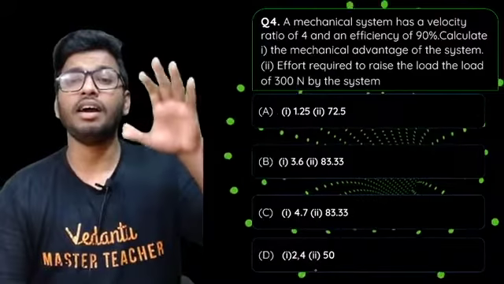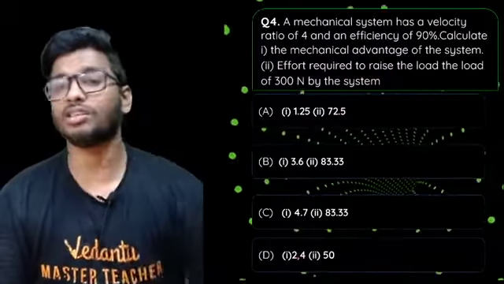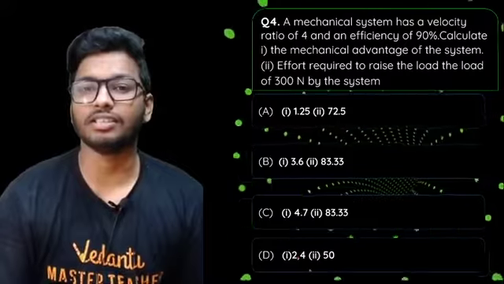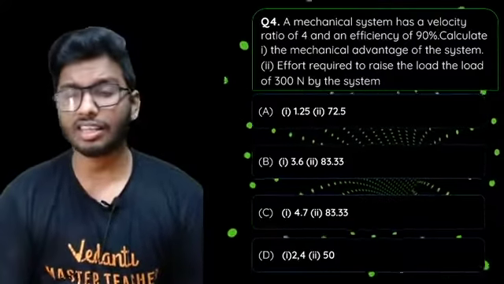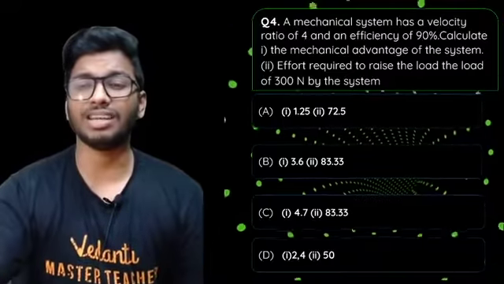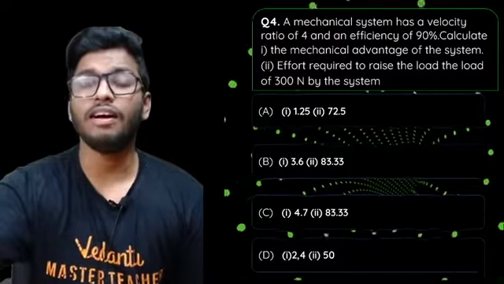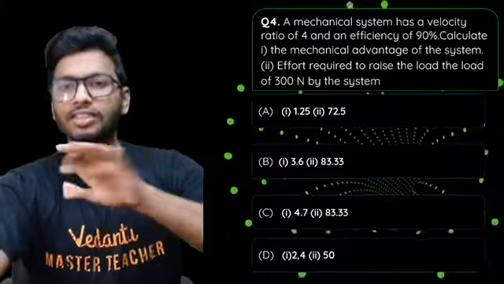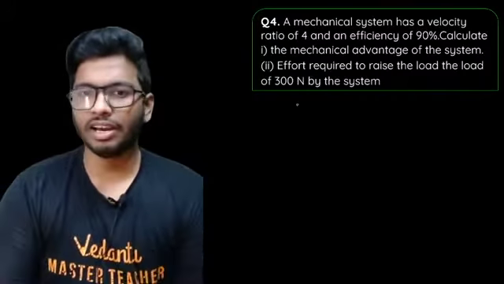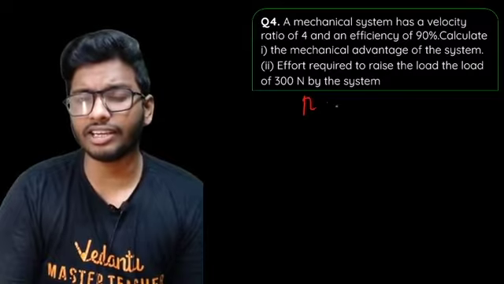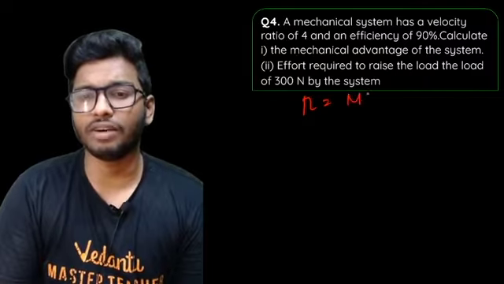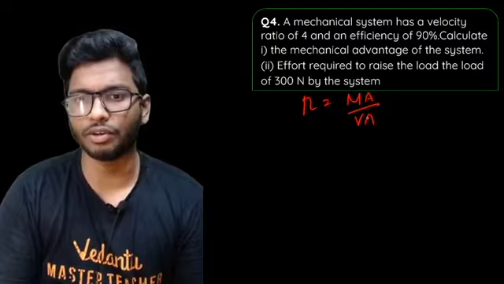You're supposed to find out the mechanical advantage, as well as the effort required. So you're supposed to calculate both of them. They've given you the efficiency of the system as 90%, and also the velocity ratio as 4. First of all, guys, write down the formula. I just told you this: efficiency, that is eta, is equal to mechanical advantage divided by velocity ratio. I've told you this before, right?